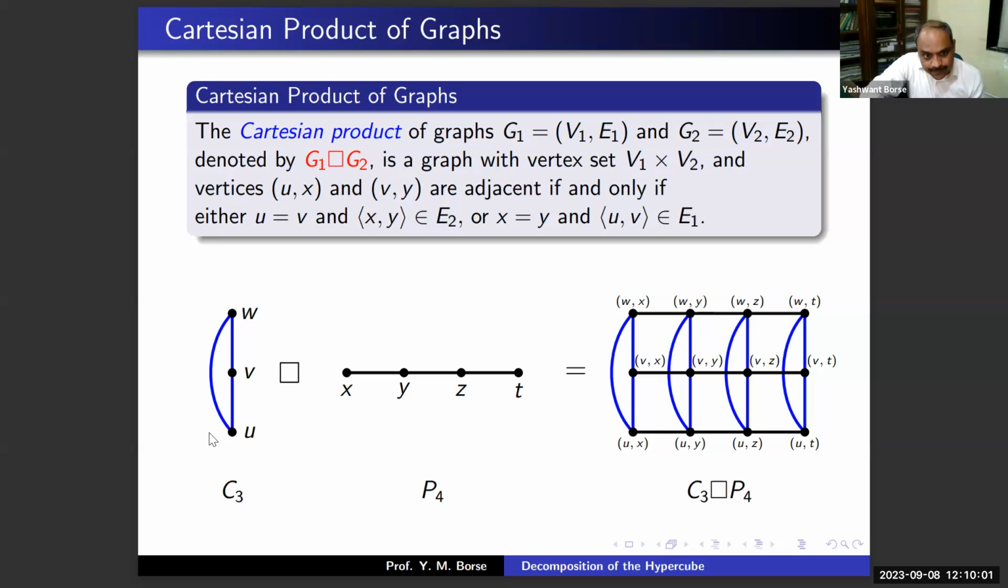Or alternatively, you can replace the vertices of C3 by paths and join those copies of paths by edges corresponding to these edges UV, VW and WU, like this. So this is sort of replacing a vertex of one graph by a copy of the other graph. And if 2 vertices are adjacent in the second graph, then make all vertices adjacent in the corresponding 2 copies of the first graph. Okay.